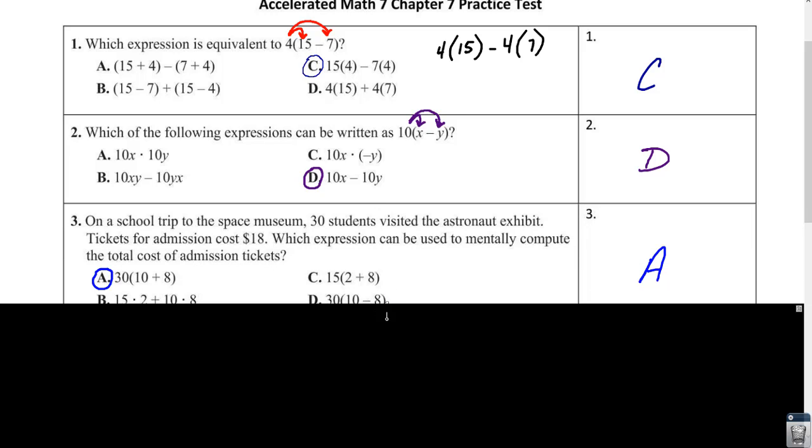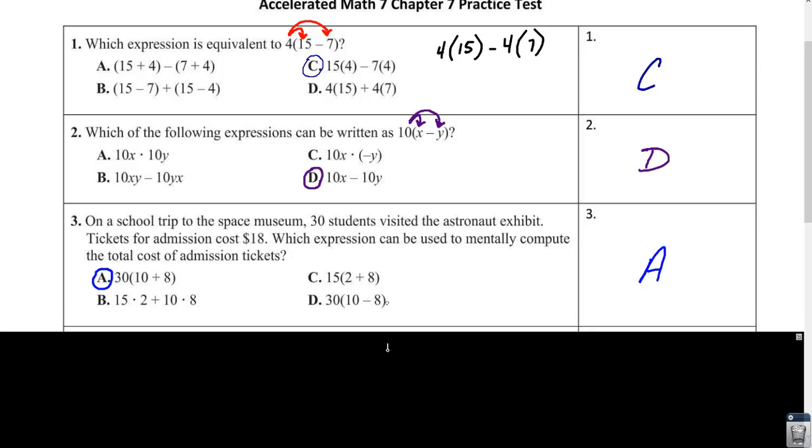Problem number 3. On a school trip to the Space Museum, 30 students visited the astronaut exhibit. The tickets for admission were $18. Which expression can be used to mentally compute? Whenever you see mentally compute, you know that somebody's doing some kind of a breakdown. And here's how they mentally computed. A is the answer: 30 times 10 plus 30 times 8. So instead of thinking 30 times 18 and going, well, let's see, 8 times 30 is 240, if you do it like they did it in A, you can say, well, 30 times 10 would be 300, and 30 times 8, 8 times 3 is 24, so 8 times 30 is 240, and you'd be able to say, oh, that's $540. So that's the idea of mentally breaking something down.